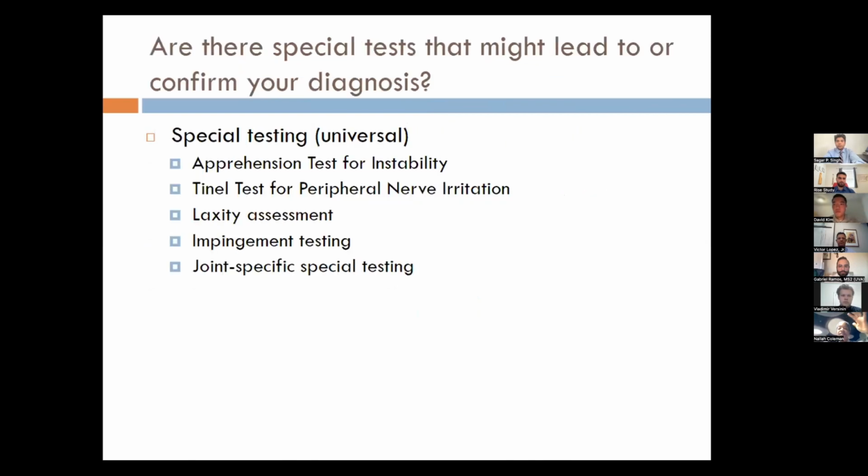And then obviously for every joint, there's a special test named after many people. And you can use some of those to sometimes confirm your diagnosis or rule out others. So kind of universal thinking about special testing could be like the apprehension test for instability. There are 3 different apprehension tests in the body. You can do Tinel's test for any kind of peripheral nerve irritation. Laxity assessment can be done in all the joints, impingement testing, and then joint-specific special testing.